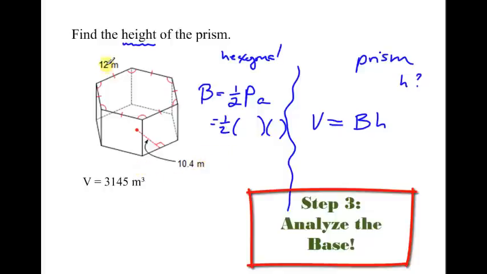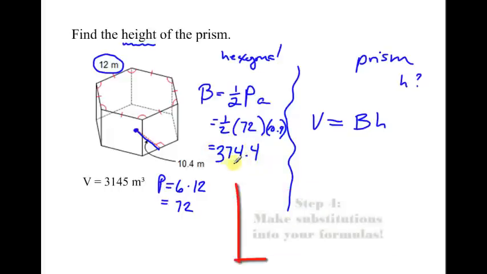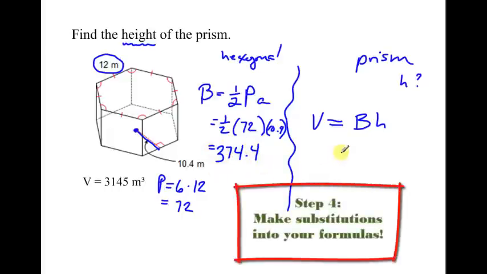The perimeter, notice that this is 12 meters on a side, so our perimeter would just be the 6 sides times 12 each. In other words, 72. And the apothem is given to us here as we look at it coming out from the center and hitting that base edge. So plugging in, we have 72 for the perimeter and 10.4 for the apothem. And let's multiply that out and get our total base area of 374.4.